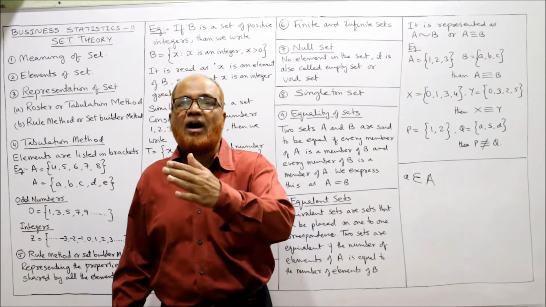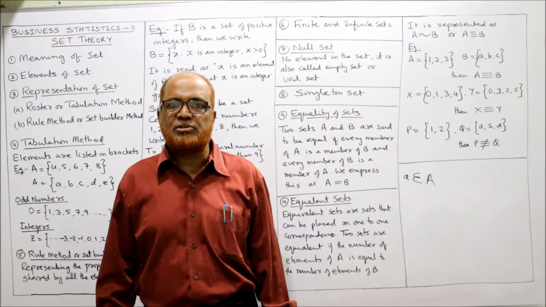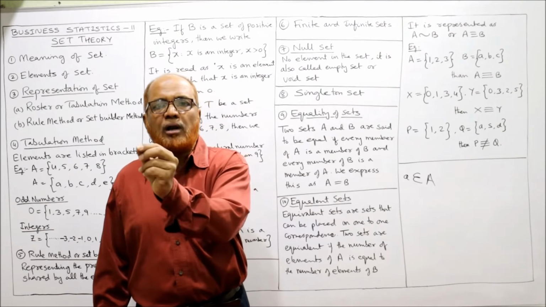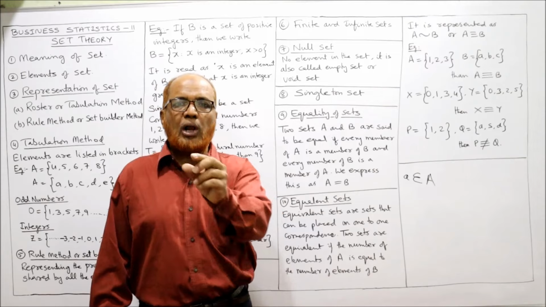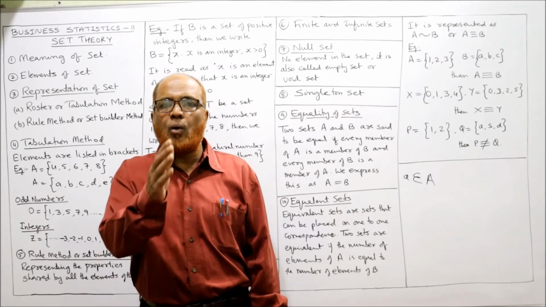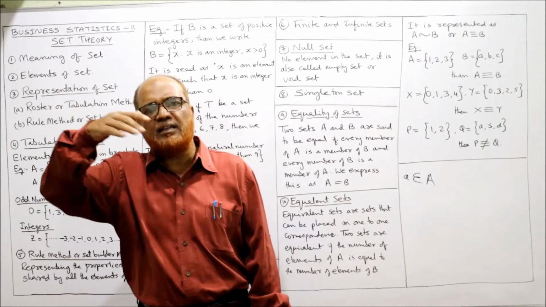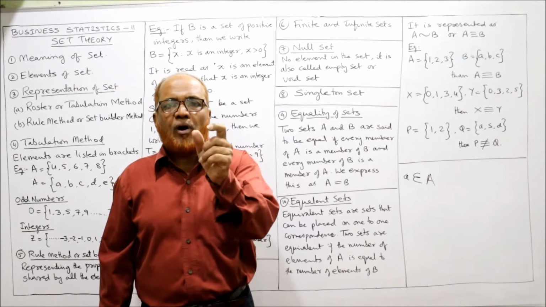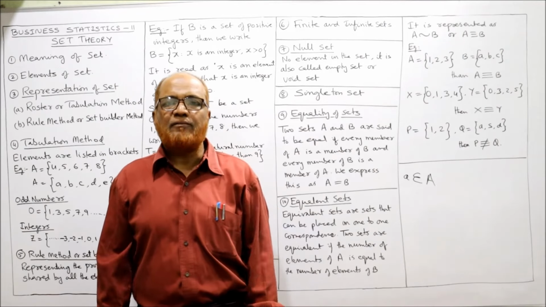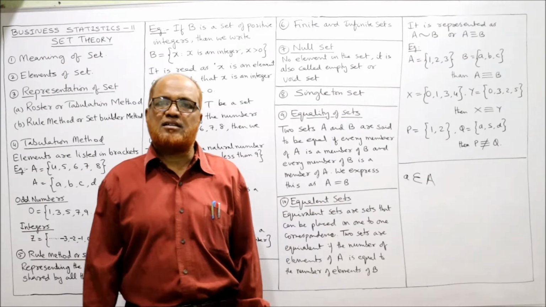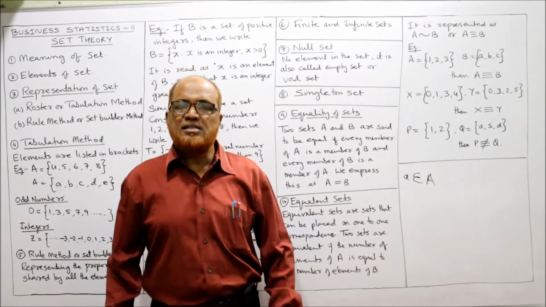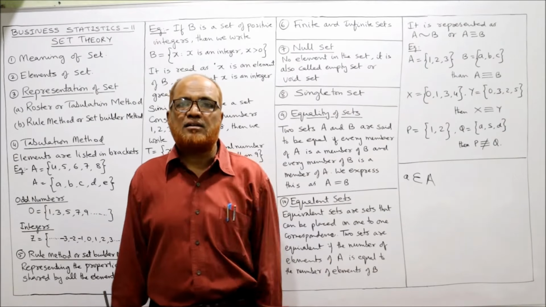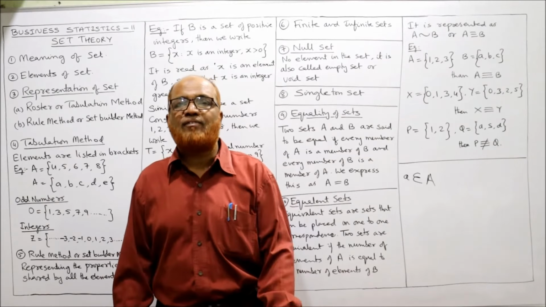Infinite set is where we have unlimited elements in a set. Example: A is equal to all odd numbers. The odd numbers are 1, 3, 5, 7, 9, 11, and like that it goes on. No limit at all. Infinite set. Similarly, a set of all stars in the sky. Can we count the number of stars in the sky? No, it is infinite. Similarly, all the fishes in the ocean, we cannot count them. So it's an infinite set. Where the number is unlimited, it is called an infinite set.